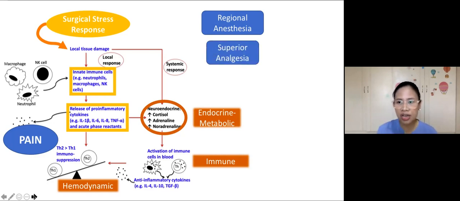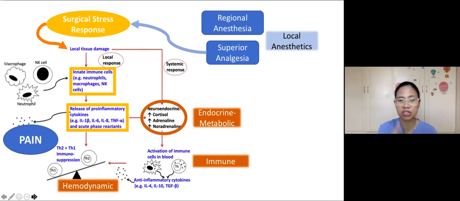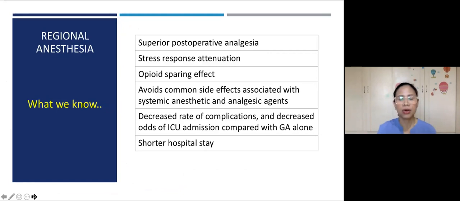Regional anesthesia, through its superior analgesia, attenuates the surgical stress response. And they say that local anesthetics themselves have an innate property to attenuate this surgical stress response. So hopefully, if this response is attenuated at the beginning, even prior to surgery, then morbidity and mortality may be decreased.